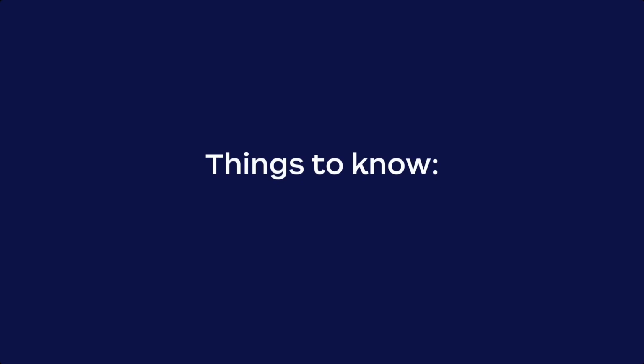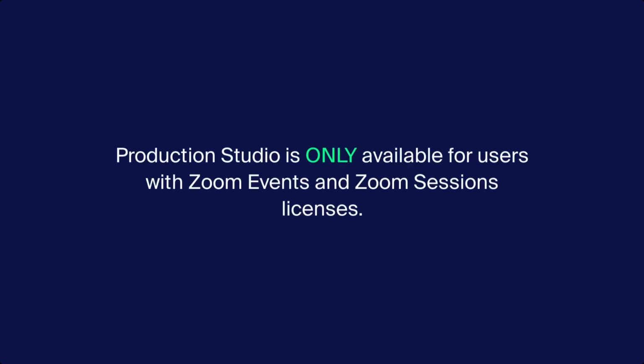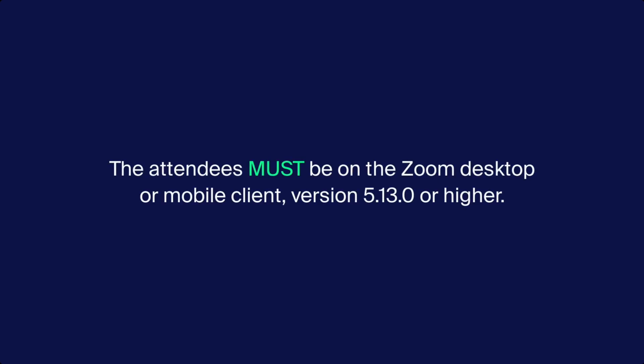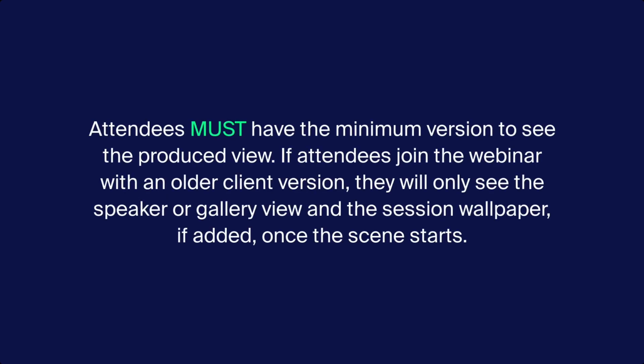Before we begin, please note the following. Production Studio is only available for users with Zoom Events and Zoom Sessions licenses. The host must be on the Zoom Desktop Client version 5.15.10 or higher. The attendees must be on the desktop or mobile client version 5.13.0 or higher. Attendees must have the minimum version to see the produced view.